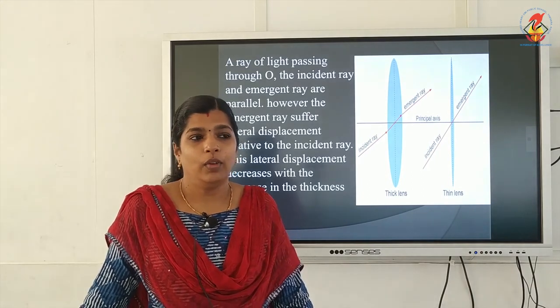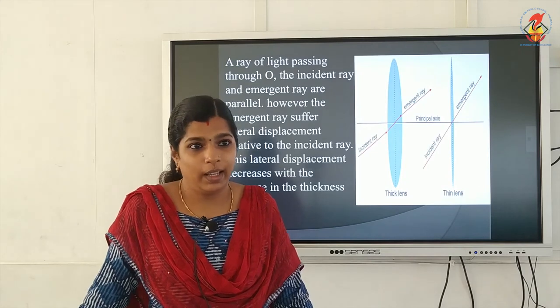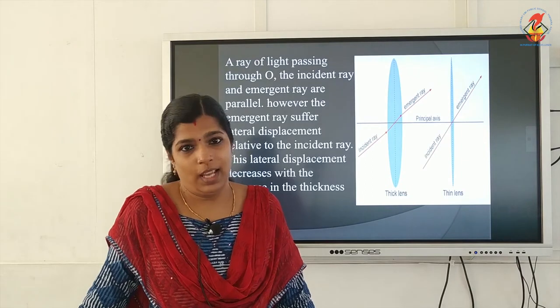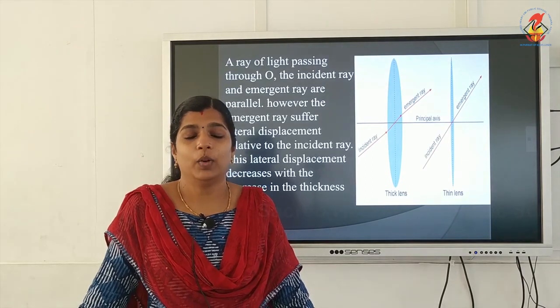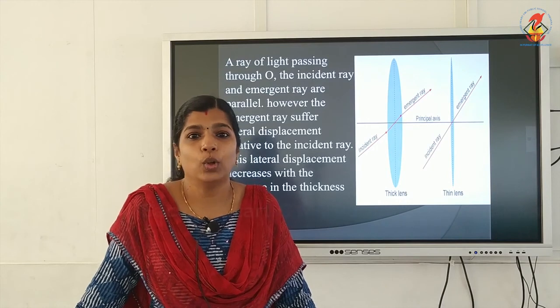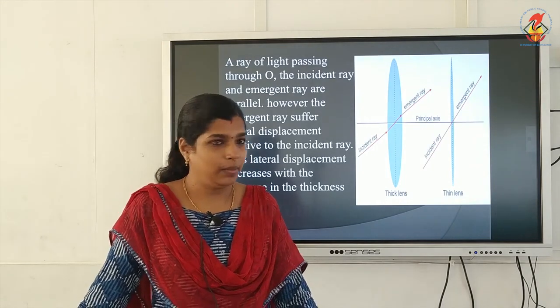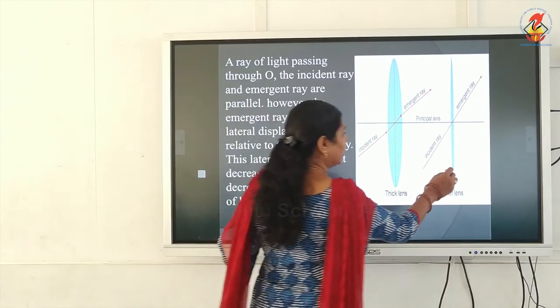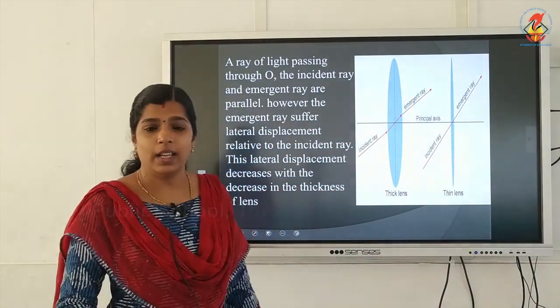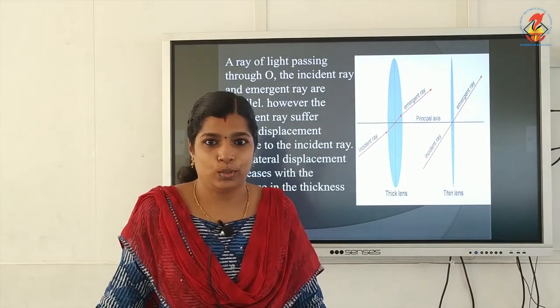When you draw these ray diagrams, you have to draw with pencil and scale. And one more thing, when you draw the lens, you have to draw a thin lens, meaning a lens like this. Very thin lens you need to draw.